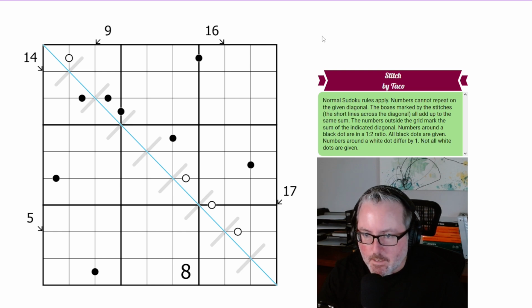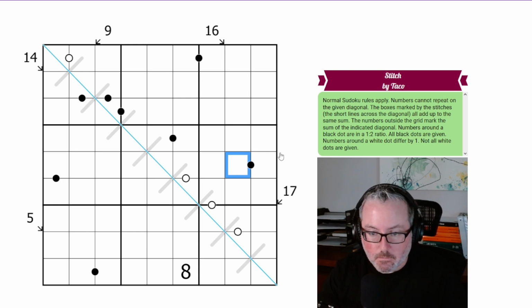Numbers around a black dot are in a 1 to 2 ratio, so these are Kropki dots. Whatever this digit is, this digit just has to be either half or double of the other one. All black dots are given, so we do have a negative constraint on the black dots so far. We'll have to remember that.